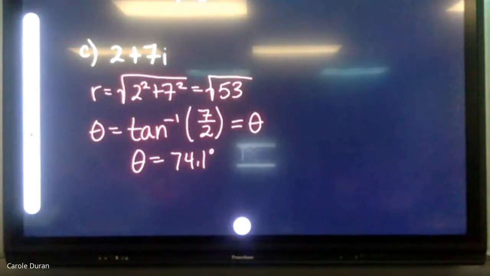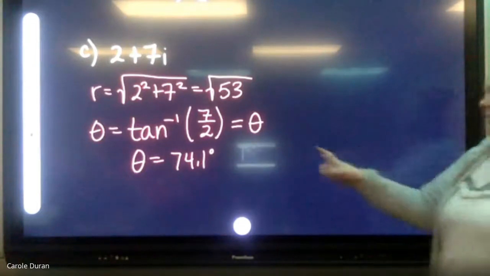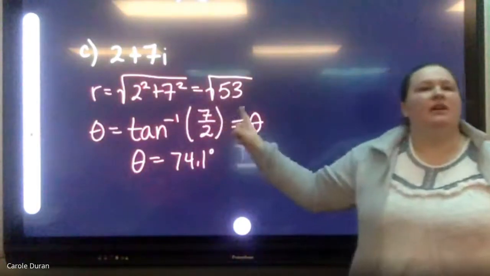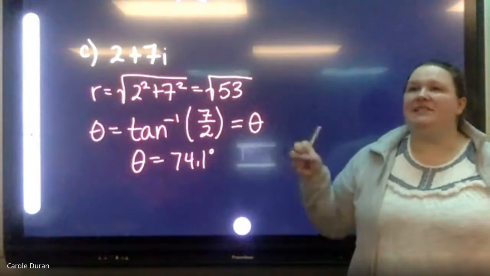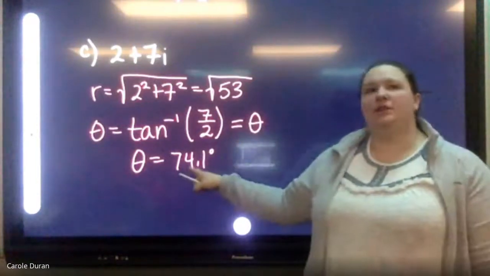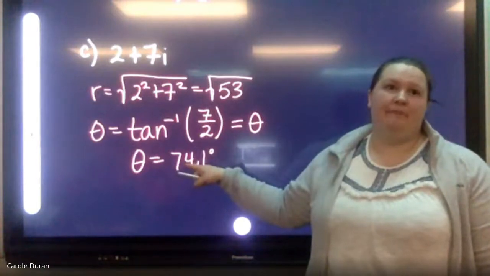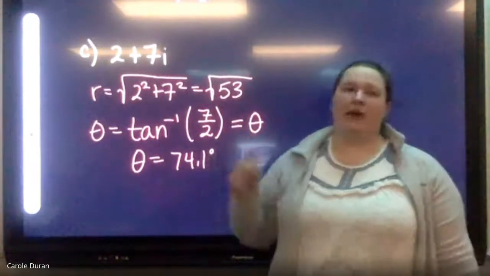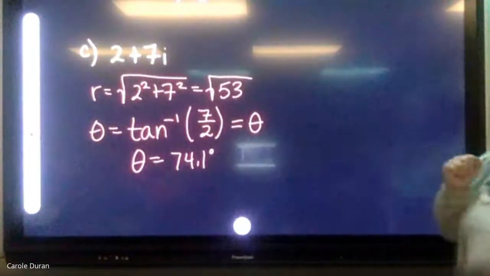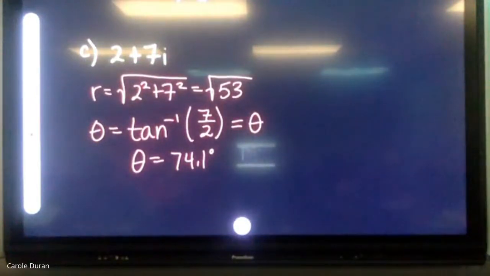Okay. So here's the super duper fun part. There's actually more than one angle on the unit circle that would give me this tangent value, but I don't necessarily need to find it if this angle's in the correct quadrant for my complex number. So I check that first before I look for other angles. So 74.1 is in which quadrant? First quadrant. Is my complex number in quadrant 1?